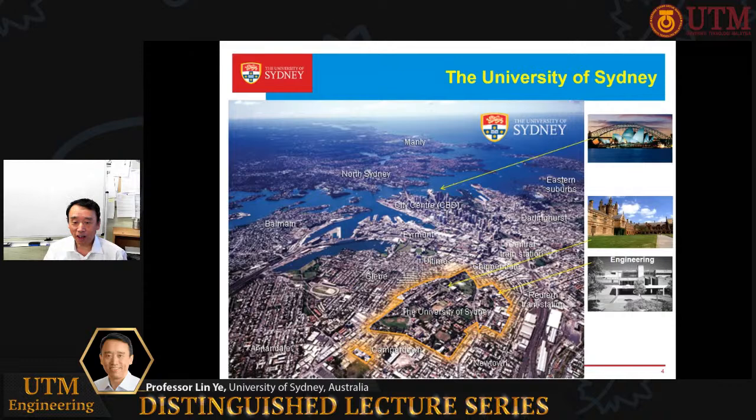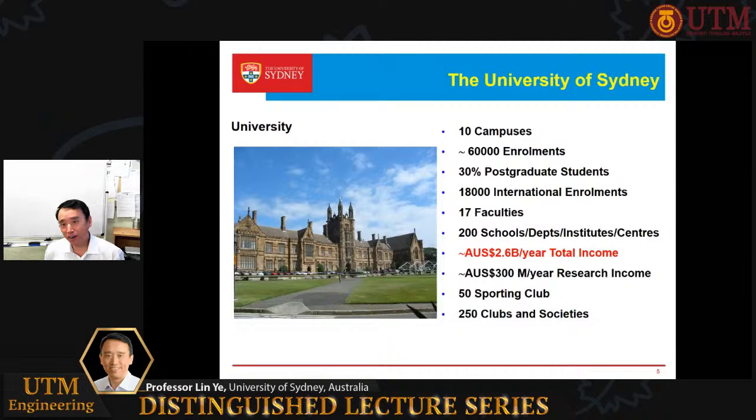Just have a look at what the University of Sydney is. We sometimes call it a comprehensive university. We have 10 campuses, but the largest one is the one I just showed. The rest of the campuses put together are probably less than half of the main campus. We have over 60,000 enrollments. If you translate to full-time students, you're probably talking about 50,000.